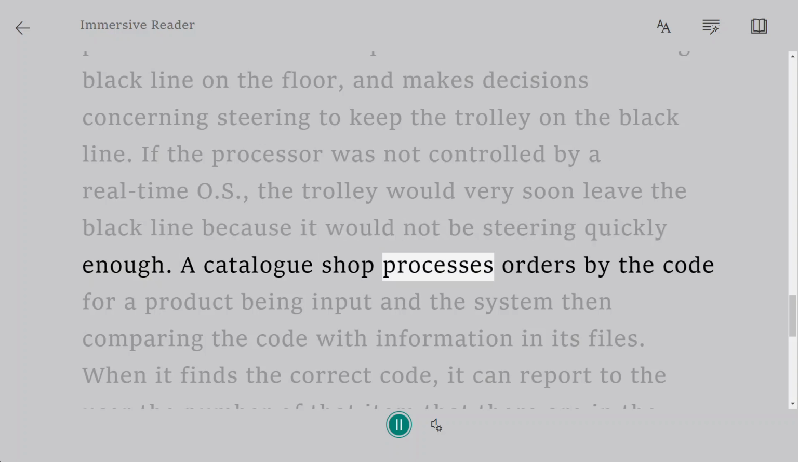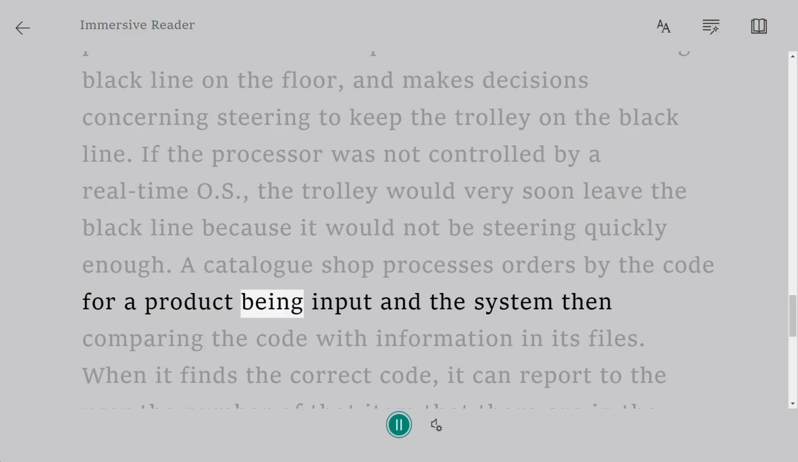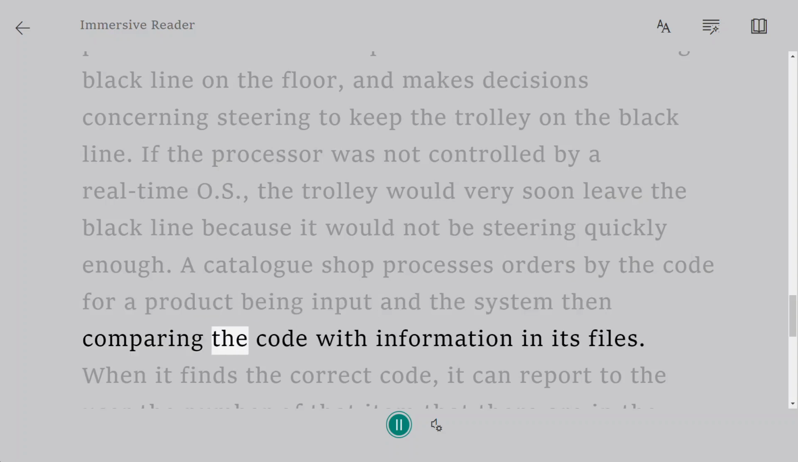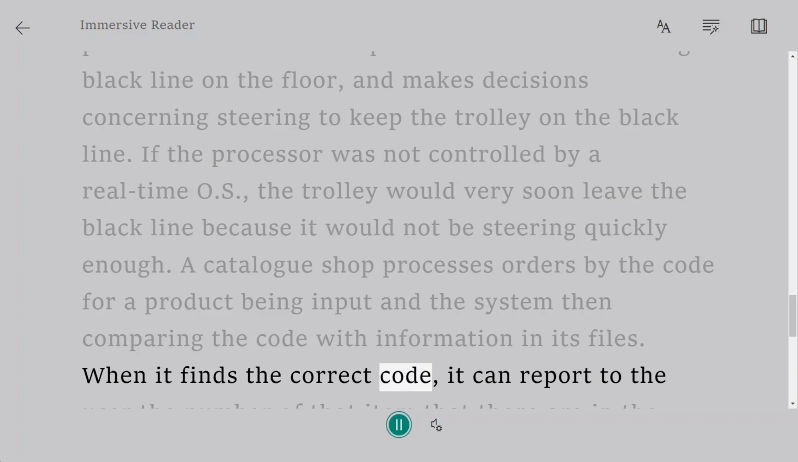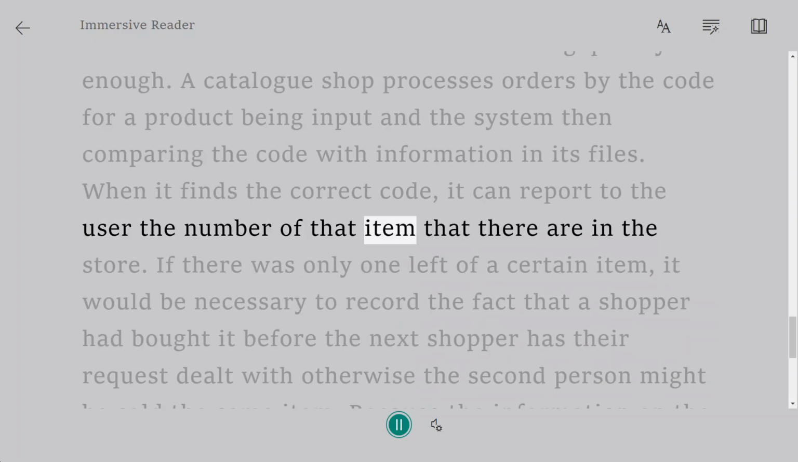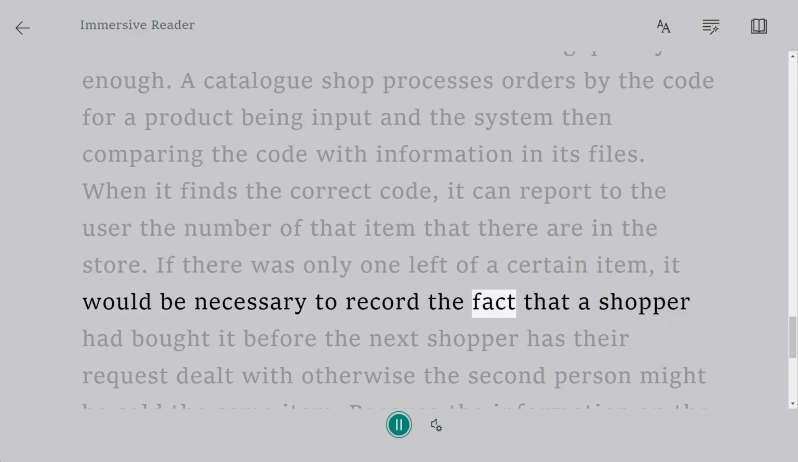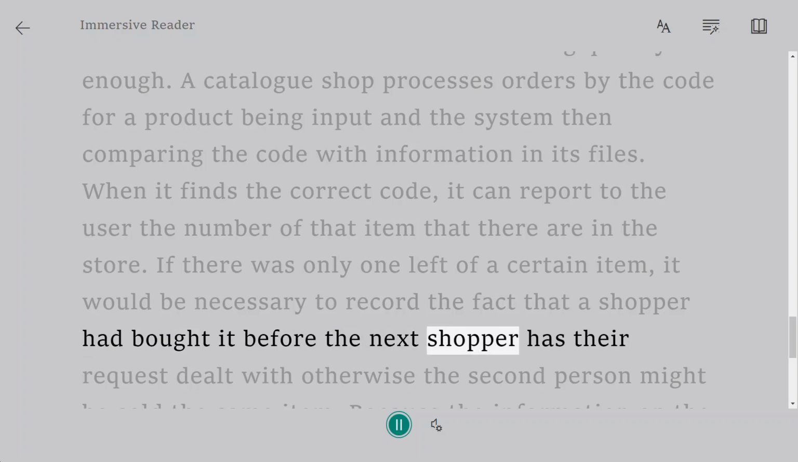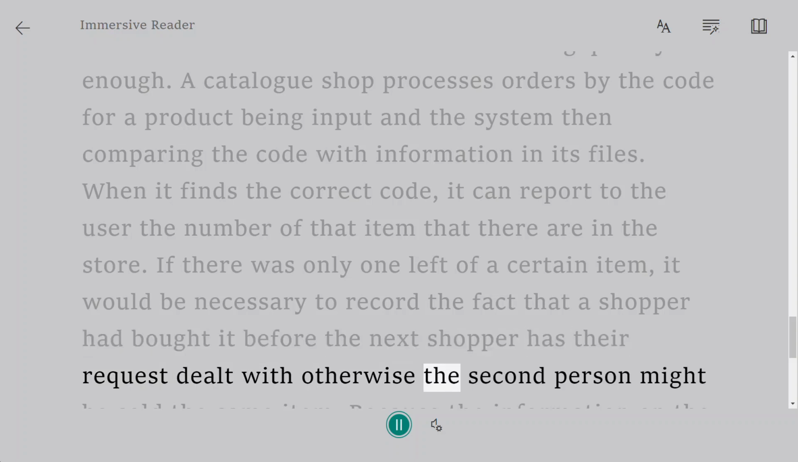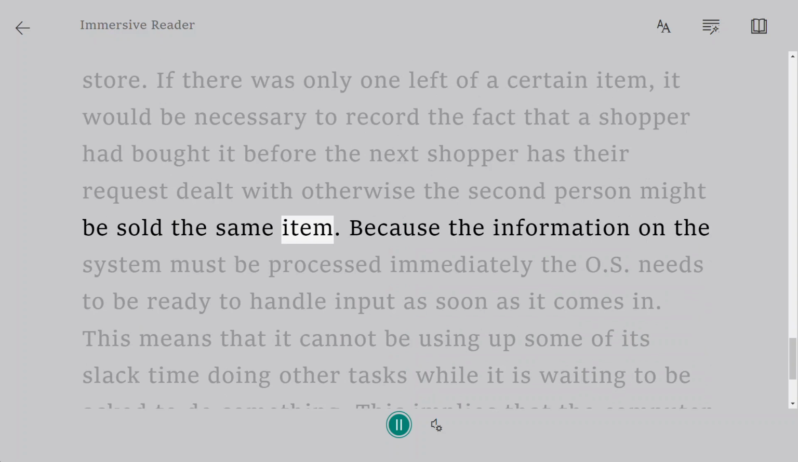A catalog shop processes orders by the code for a product being input and the system then comparing the code with information in its files. When it finds the correct code, it can report to the user the number of that item that there are in the store. If there was only one left of a certain item, it would be necessary to record the fact that a shopper had bought it before the next shopper has their request dealt with, otherwise the second person might be sold the same item.